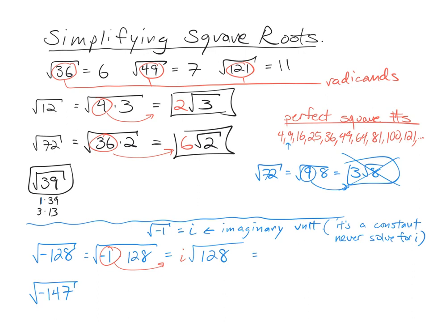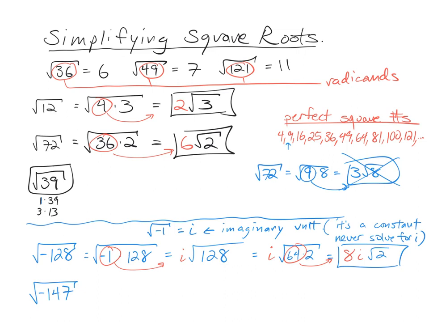So we can write the i is still in the front. So we have i square root of 64 times 2, which gives me, when we take the square root of the 64, that comes out front as an 8i square root of 2.